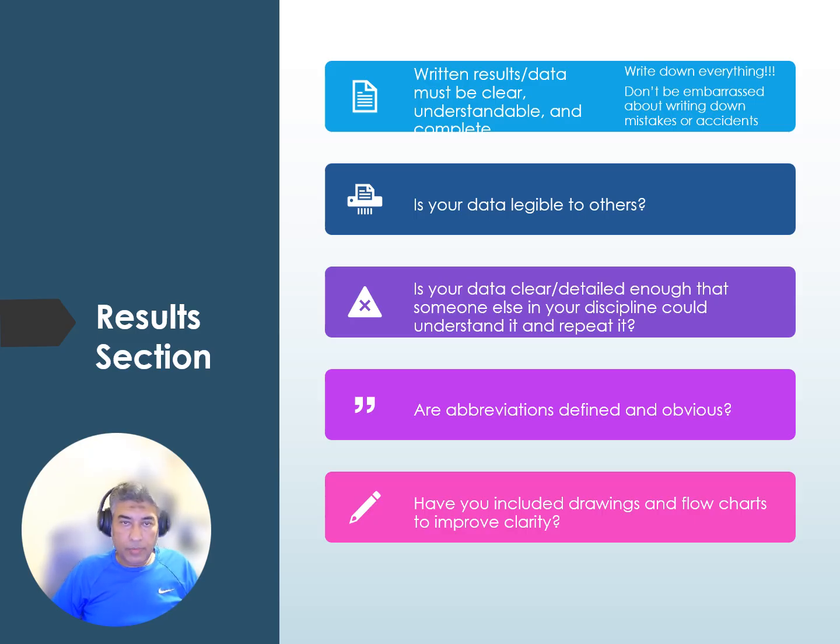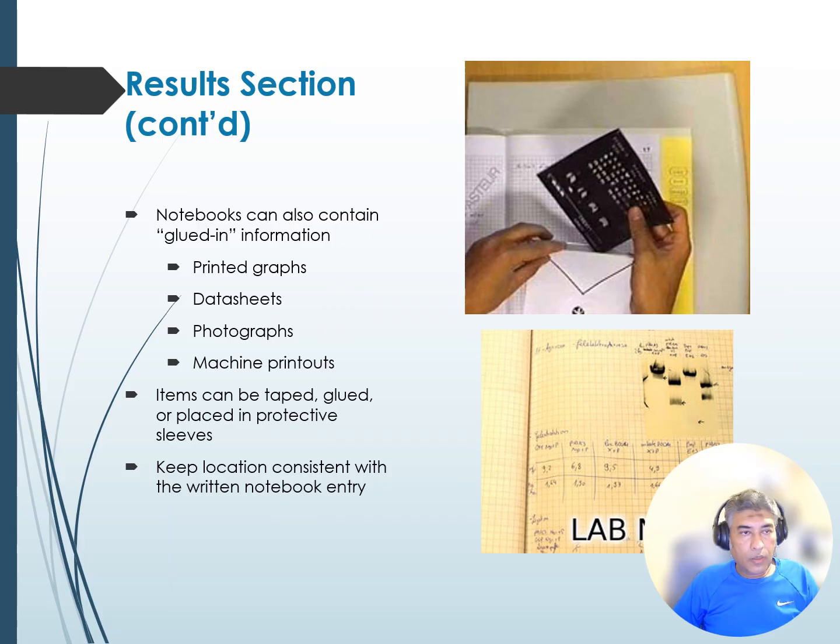Is your data legible to others? Is your data clear and detailed enough that someone else in your discipline could understand it and repeat it? Are abbreviations defined and obvious? Have you included drawings and flowcharts to improve clarity? Notebooks can also contain glued-in information: printed graphs, data sheets, photographs, machine printouts, especially for gel images. Items can be taped, glued, or placed in protective sleeves. Keep location consistent with the written notebook.